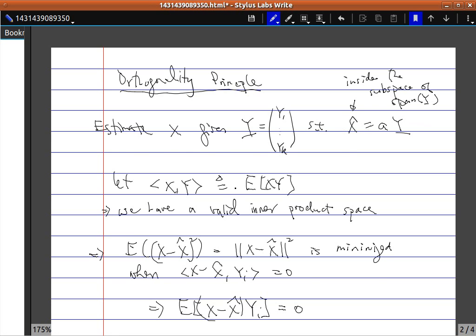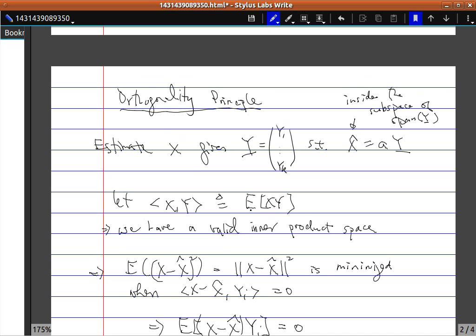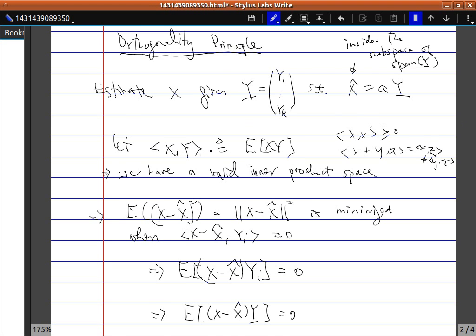Now I can define the inner product between two random variables x and y as just the expectation of x and y. This inner product is well defined. You can check that it satisfies that the inner product of x with itself is bigger than or equal to 0, and equal to 0 only when x is equal to 0, and it also satisfies linearity, like x plus y with c is equal to x with c plus y with c, and so on. Because it satisfies all these properties of an inner product, it's a valid definition for an inner product.